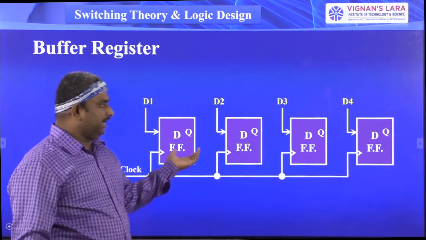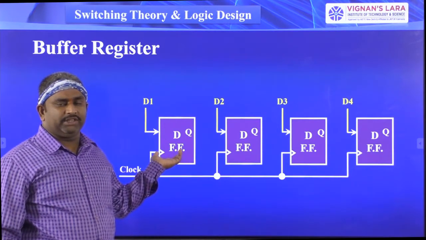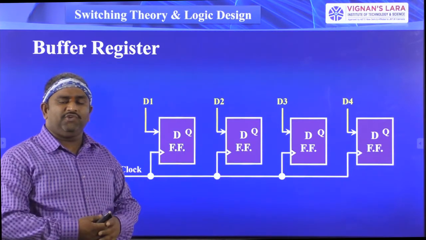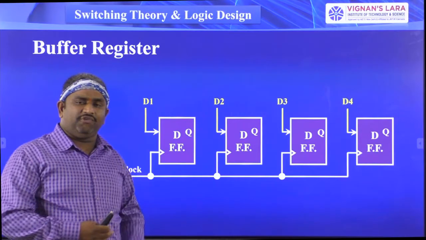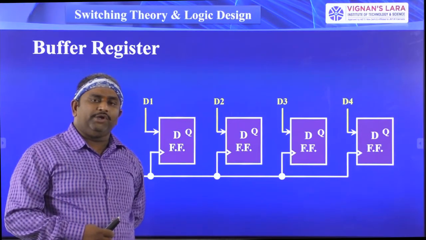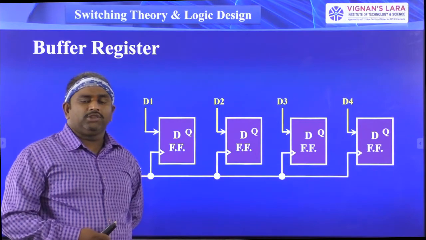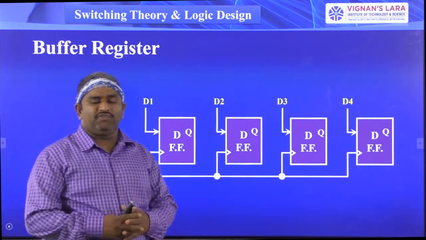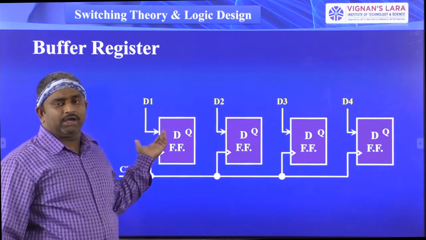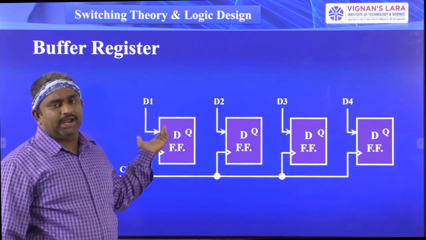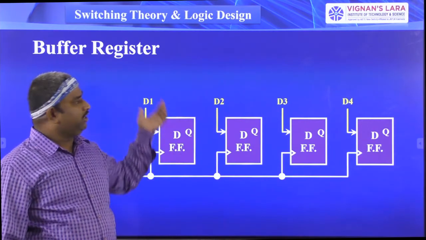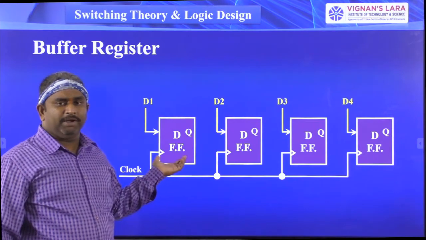See here, for storing the data we use D flip-flops, where the D flip-flop acts as a data flip-flop. When you give 0, the output is 0, and when you give 1, the output is 1. So with the help of D flip-flops, we are constructing the buffer register. Here I am taking a 4-bit buffer register, so this is an example of a 4-bit buffer register.